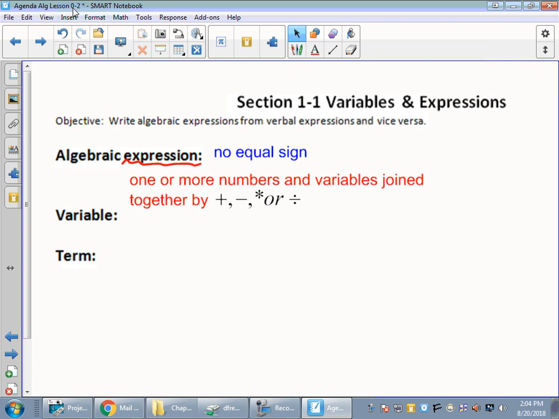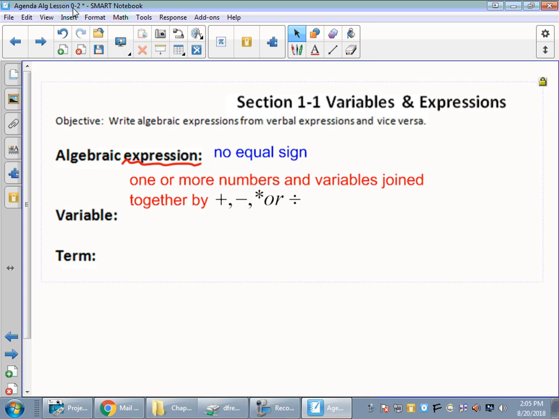It's an expression. And what that is, we get one or more numbers and variables joined together by a plus sign, a minus sign, multiplication, or a divide sign. In this case, the multiplication symbol is the best that we could do here with your keyboard. So add, subtract, multiply, divide, those are your operations.